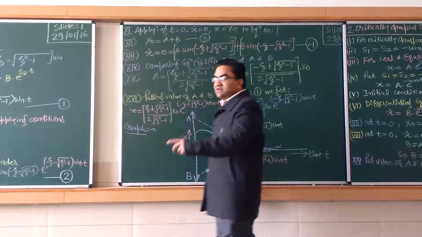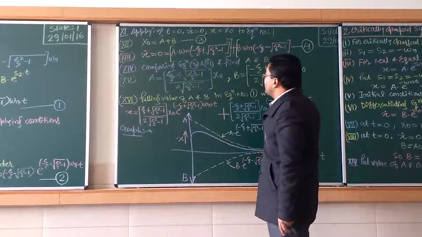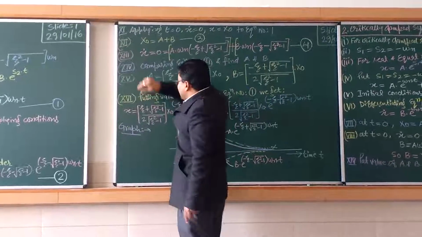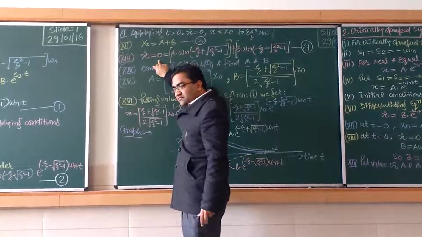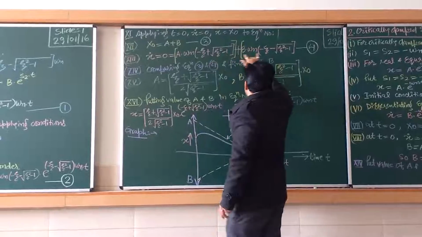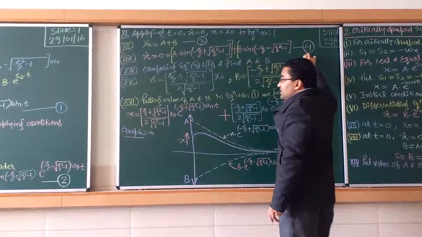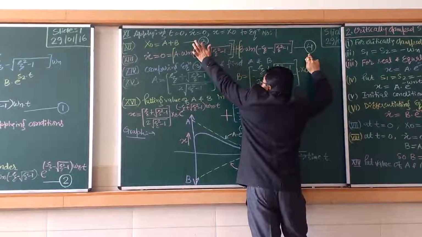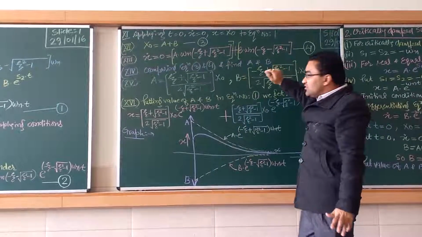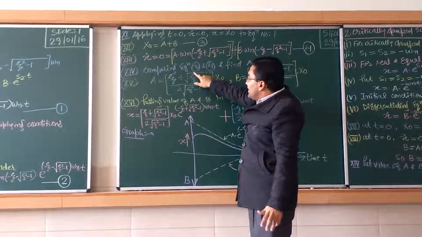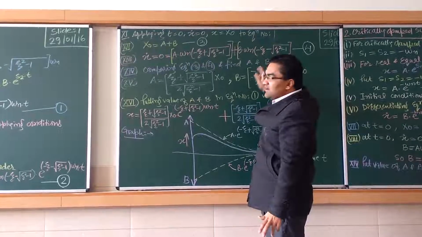If I apply t equal to 0 to equation number 2, so at t equal to 0, x dot equal to 0, and the equation becomes like this. So this is equation number 4. From equation number 3 and 4, by comparing equations 3 and 4, find the value of A and B.